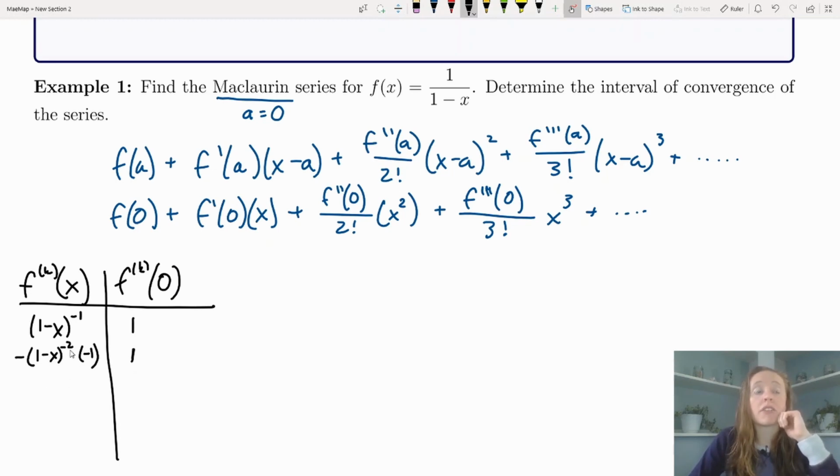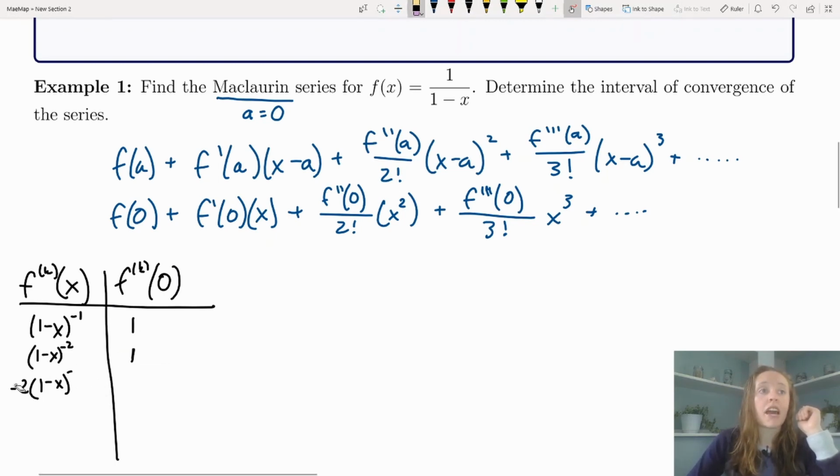Now, taking the derivative again, remember this was a positive, so let me go ahead and erase this negative 1 and this negative. It was a positive 1 minus x to the negative 2. So I'll drop that negative 2 down in front, and we'll get 1 minus x to the negative third, but again, multiplying by that negative 1. So you can see a negative times negative is a positive.